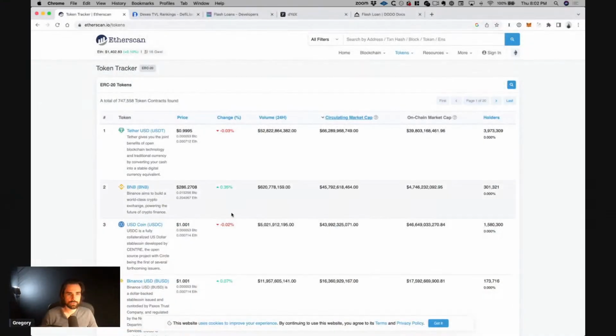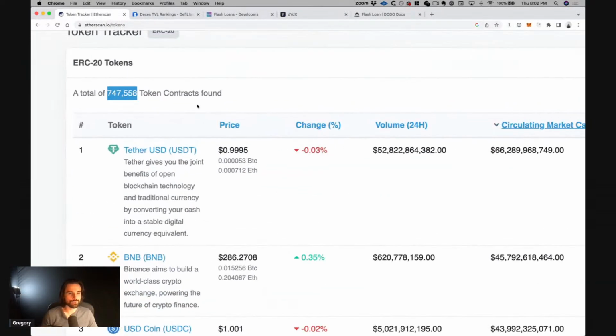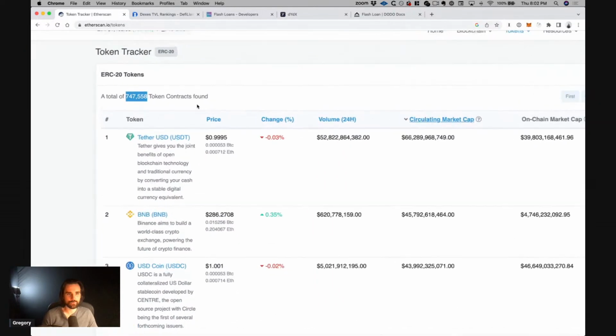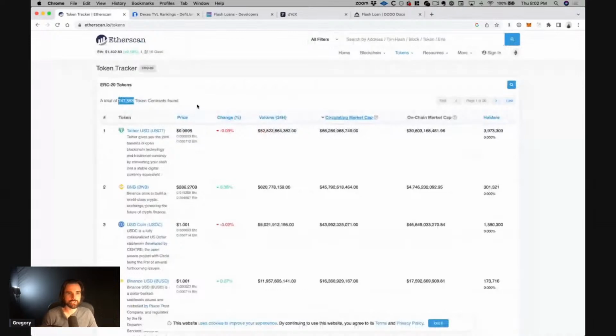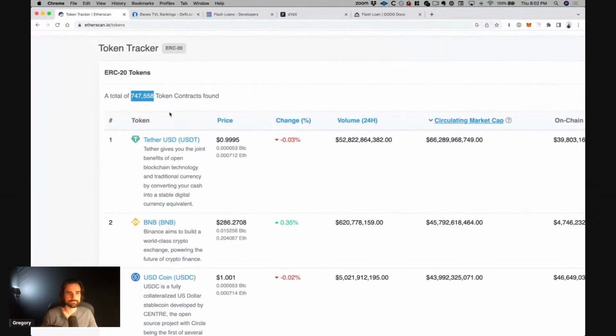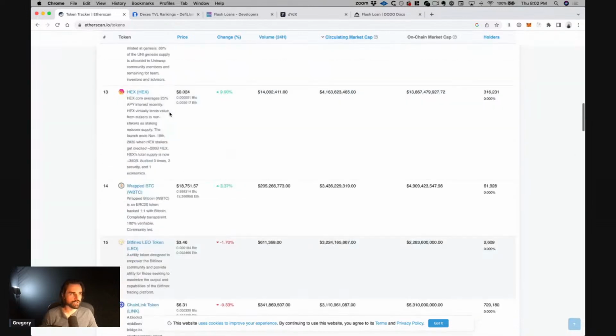But if you think about it, if you look at this, 747,000 token contracts found. 747,000 token contracts on one blockchain, on Ethereum alone. So that's just one variable in the equation.